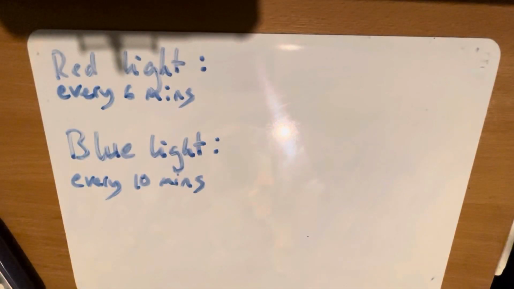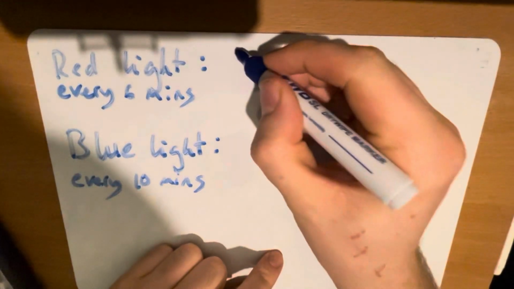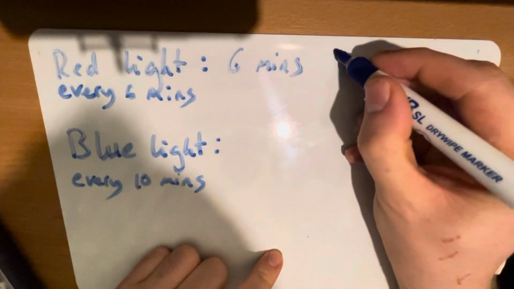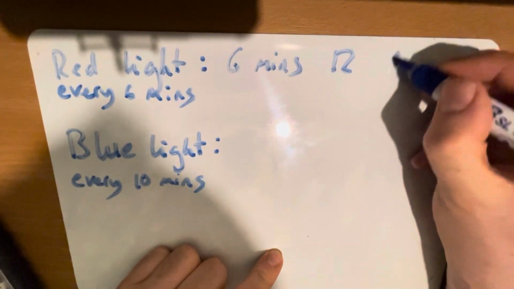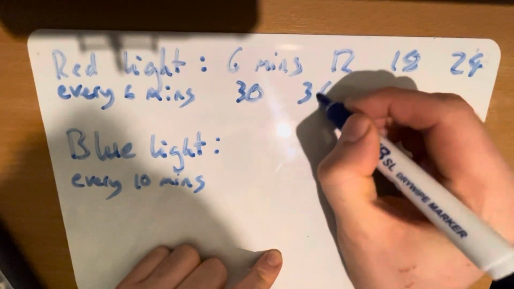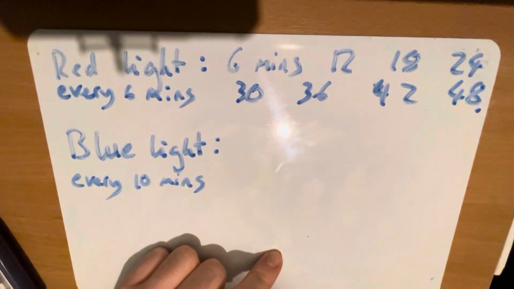Okay, so the red light goes every 6 minutes. It flashes every 6 minutes. In other words, it's going to flash after 6 minutes. And then it's going to wait 6 more minutes. So it's going to go after 12 minutes. Then 18. Then 24. Then 30. Then 36. Then 42. Then 48. And it's going to carry on like that.